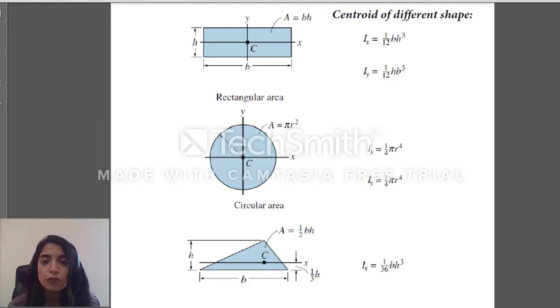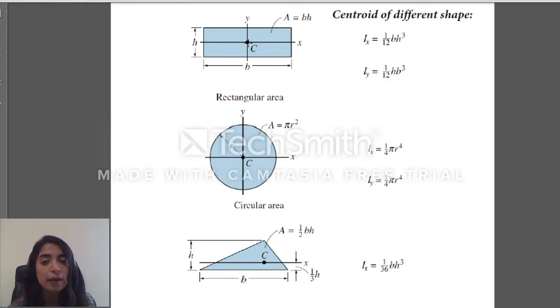Good morning, guys. So far, we learned the definition of the area moment of inertia and its equation in integral form, as well as the equations of some regular shapes like the rectangular shape, the circular shape, and the triangular shape. So basically, guys, we proved this equation, which is Ix is equal to bh cubed over 12, and this is the area moment of inertia for a rectangular shape around the x-axis. This x-axis is passing through C. What is C? C is the centroid of this rectangular shape.